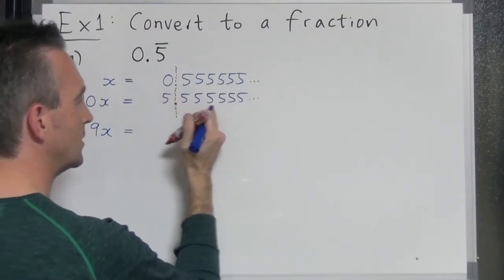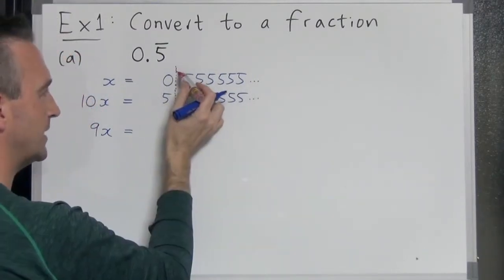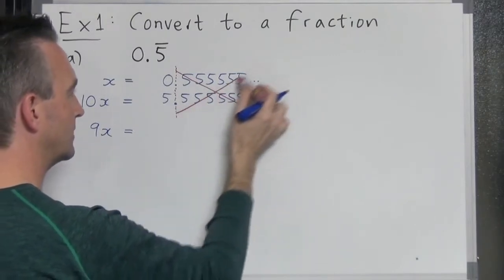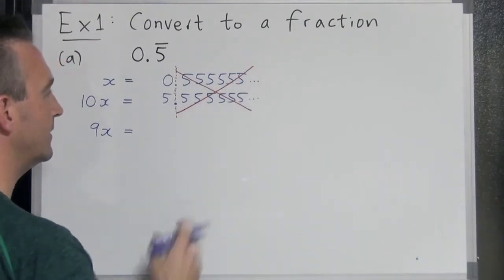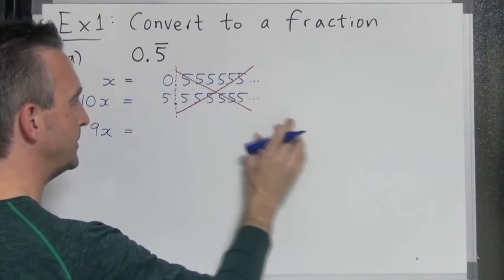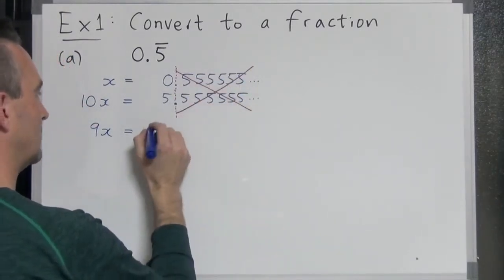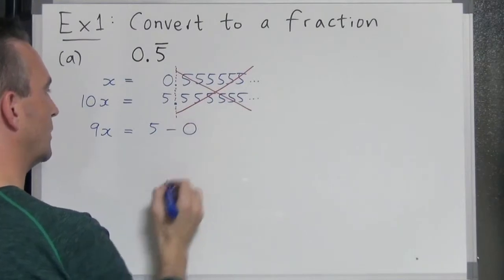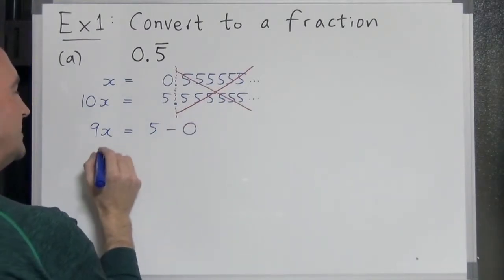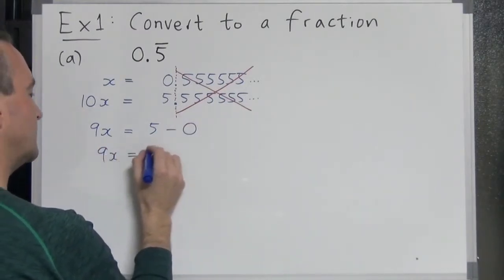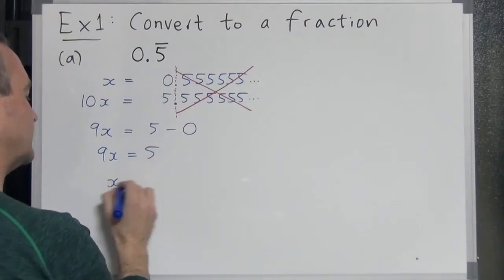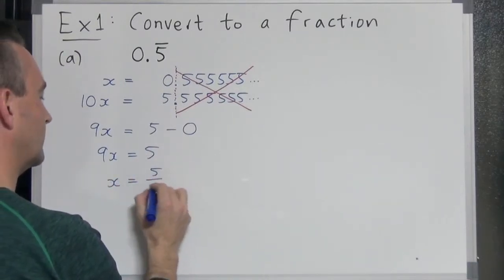all the decimals will align perfectly. And then when they get subtracted, they all get cancelled out. So what I'm going to be left with here, from that red line onwards, that all disappears because they're identical and being subtracted, it will go. And what I'm left with is 5 minus 0 on the right side. This simply becomes 9x equals 5. Solving it, x equals 5 over 9.